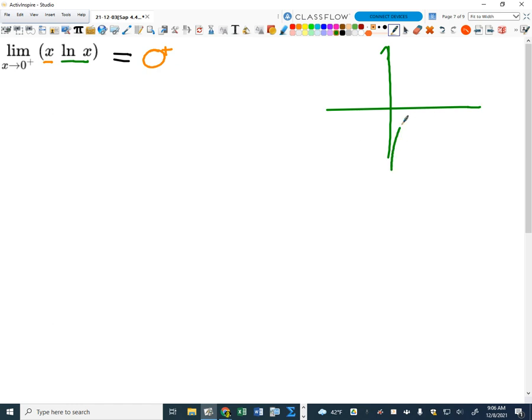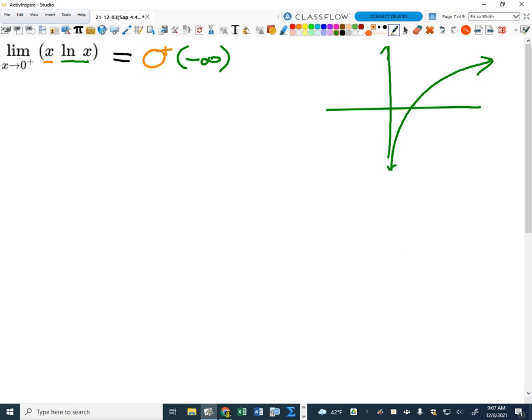Think about a natural log function. It goes like that, right? What's the approach? What is it? Negative infinity. There you go. Okay, so 0 times infinity. What's that? That's also indeterminate, right? We don't know. It could be anything.